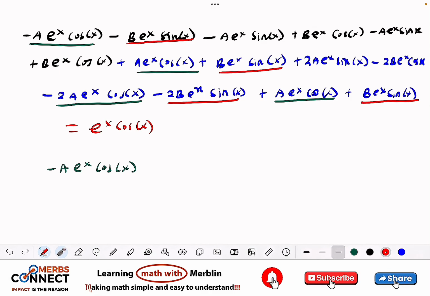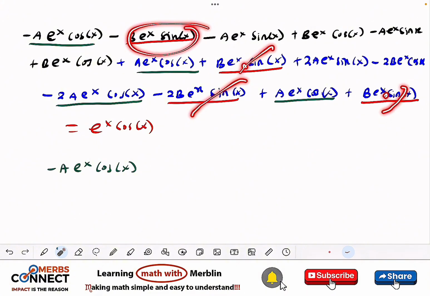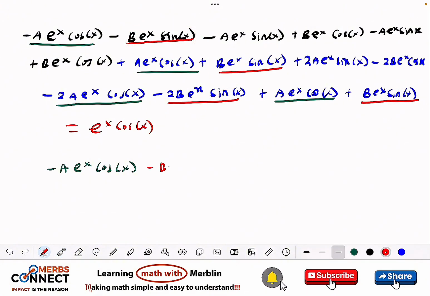So let's combine them. The one with the red, this is minus, this and this will be 0, and it will be left with this, because this is positive, positive, cancel this out, and it will be left with this one. So we are going to have minus bex sine x.